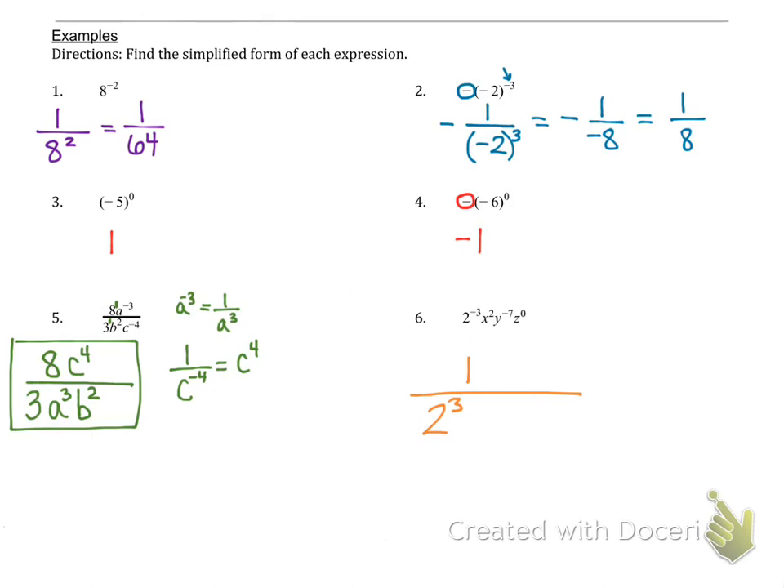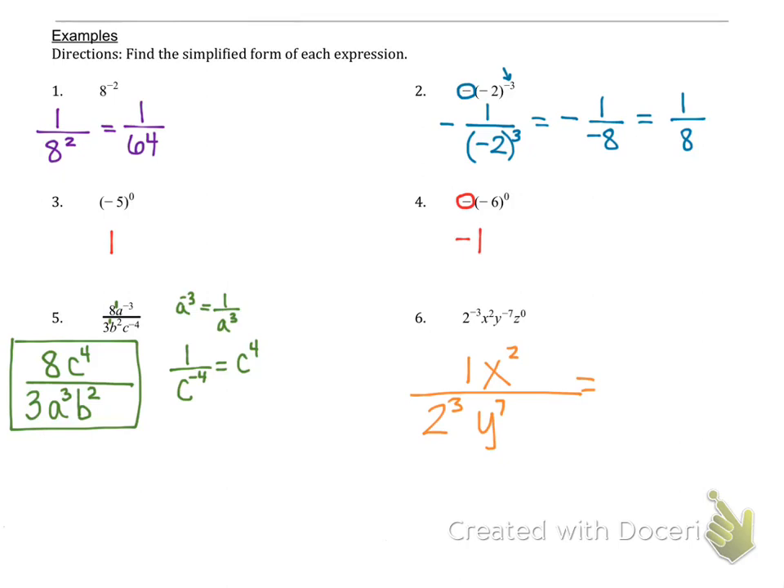The x squared has a positive exponent, so that's going to stay at the top of the fraction. Y to the negative 7th, I'm going to take the reciprocal of that, so that's going to go into the denominator, y to the 7th. And then z to the 0 is equal to 1. So I don't have to put the 1 in, and that is my final answer then.